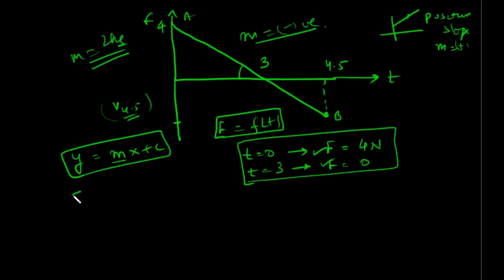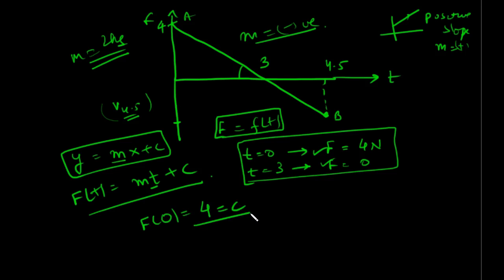Alright, so we have to find out the equation like this: f of t equal to m times t plus c. And I know when I put t as 0, I will have to get the value of f equal to 4. This means when t equal to 0, f of 0 should be equal to 4. So this means this is c. So I now have the value of c.